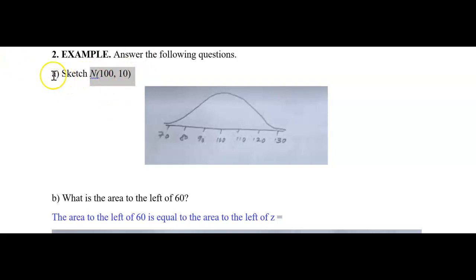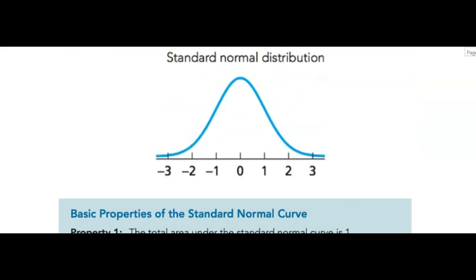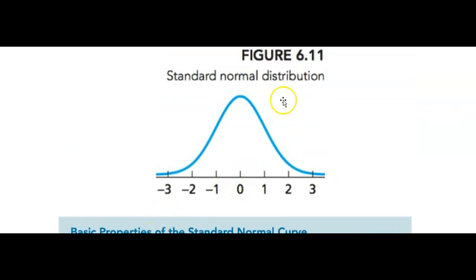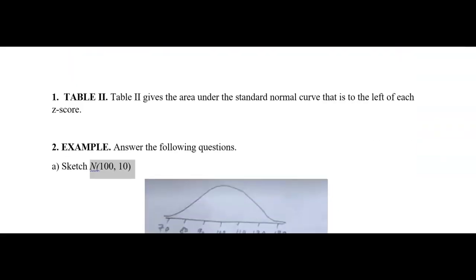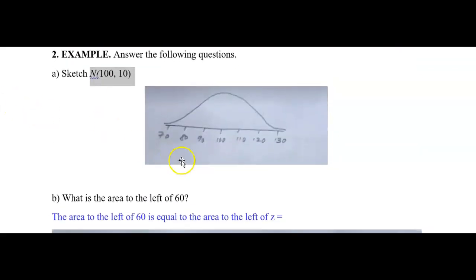The first thing they said to do is to sketch it. So we sketch it. Look what I did. The mean is in the middle, 100, and I make the scale in increments of the standard deviation, which is 10. So I count in tens. Just like up here, where the mean is 0 and the standard deviation is 1, we count in ones: 1, 2, 3, and negative 1, negative 2, negative 3.